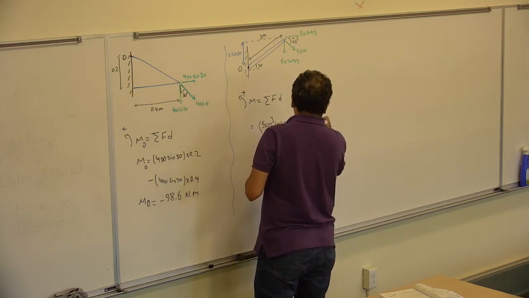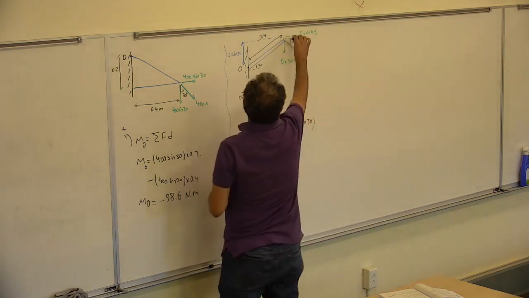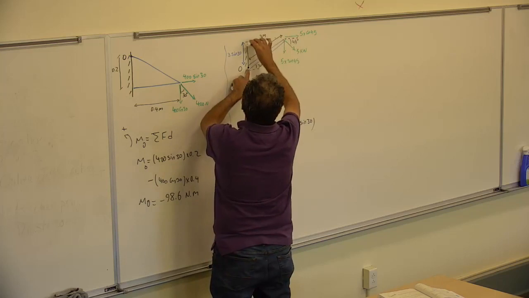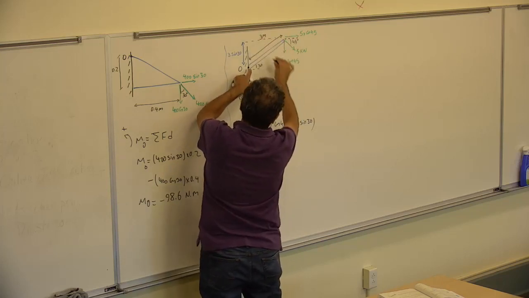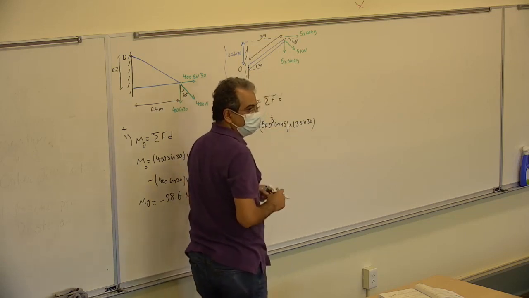And is it positive or negative? Counterclockwise or clockwise? Clockwise. So if I slide it here, about O, it's going to be clockwise, so it's going to be negative.